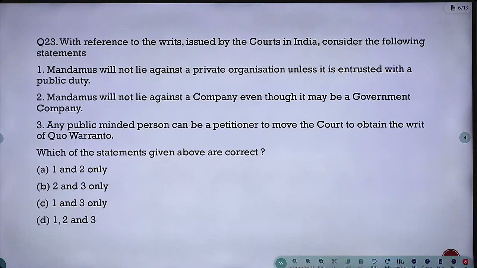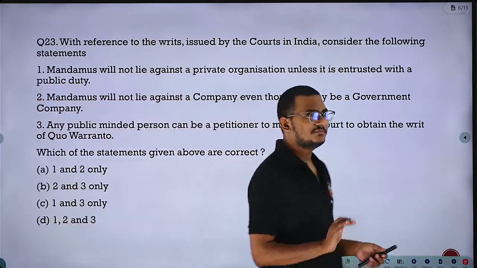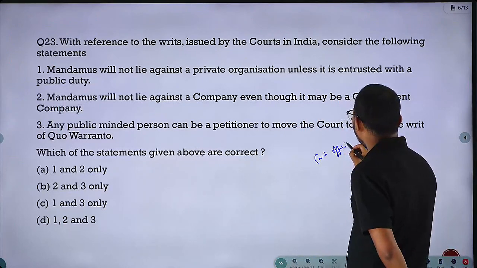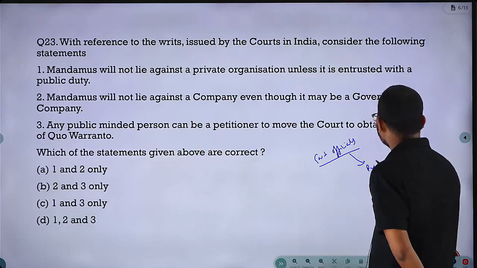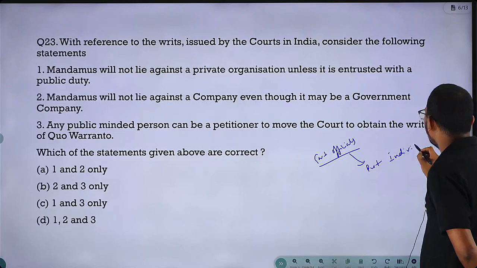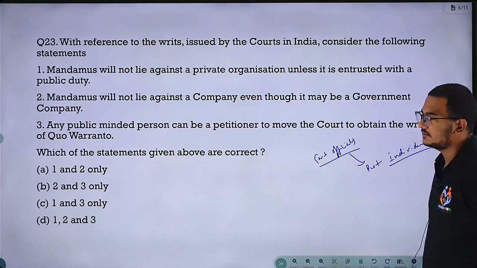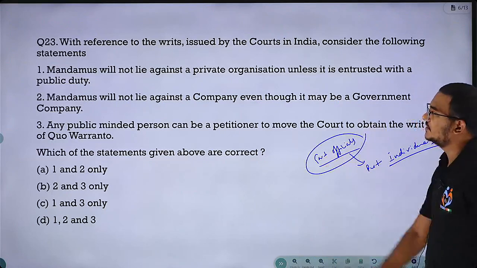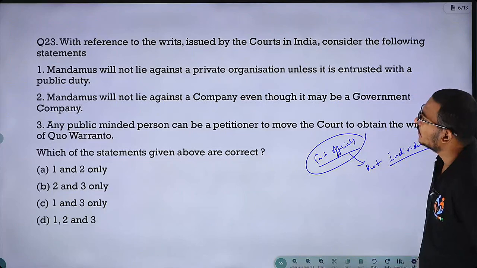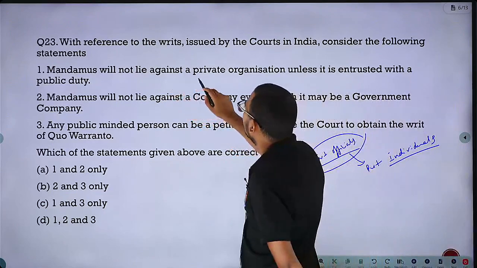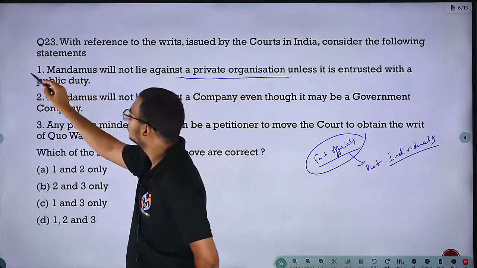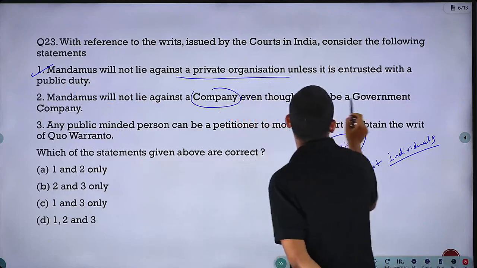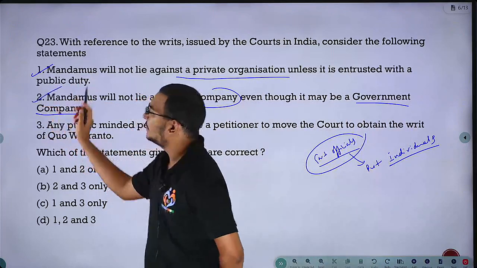See, basically, he's talking about mandamus in the first two things. See, mandamus is applicable to government officials, not to private individuals, and it won't apply to government companies as well. So it is applicable only to government officials. So here what he's talking about is mandamus will not lie against a private organization. Yes, it is true. Mandamus will not lie against a company even though it may be a government company. So it won't be applicable to companies as well.